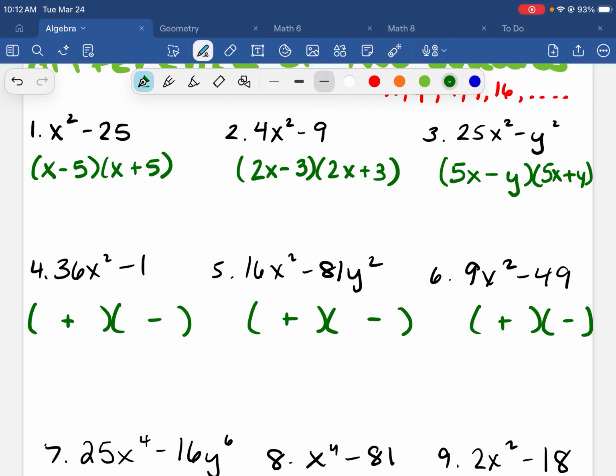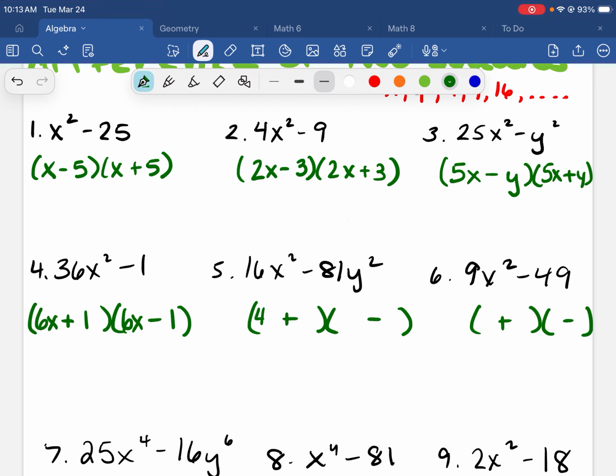Okay, so for number 4, 36x squared, 6x times 6x is 36x squared. 1 times negative 1 is negative 1. So a lot of times we skip over 1 and don't remember that's a perfect square, but 1 times 1 times 1 times 1 times 1 is 1. So 1 is a perfect square, a perfect cube, a perfect fourth, and so on.